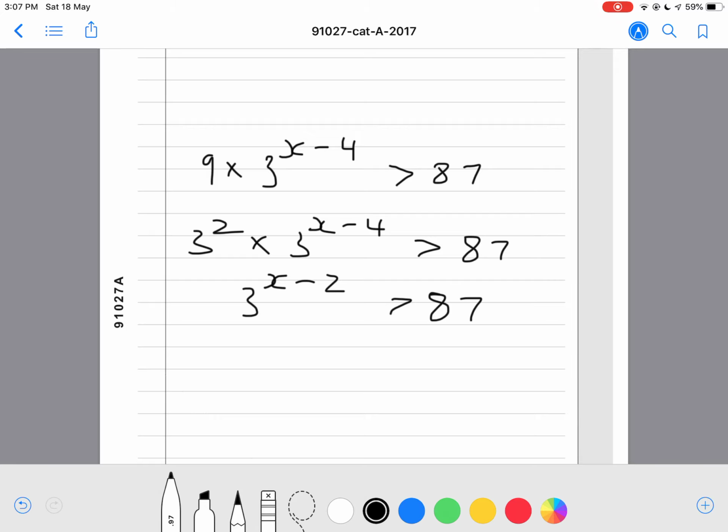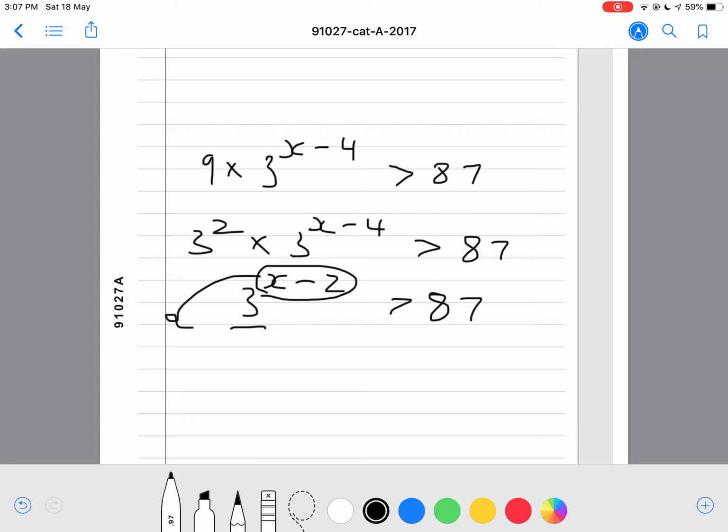So now you can use logs, okay? You definitely haven't learned logs before, but I'm going to teach you, okay? So you see this power, the power is x minus 2, right? So the power is x minus 2 and 3 is the base, so it's 3 to the power of something, okay? So when you do log of something, you're going to take the power down, so the power comes down, and then you'll log both sides, okay.